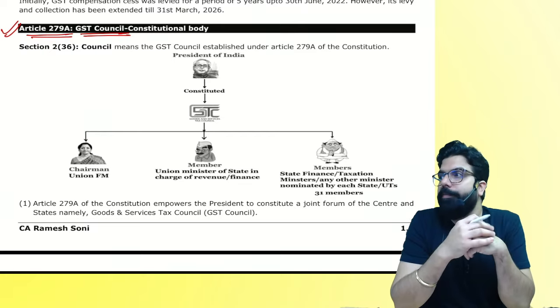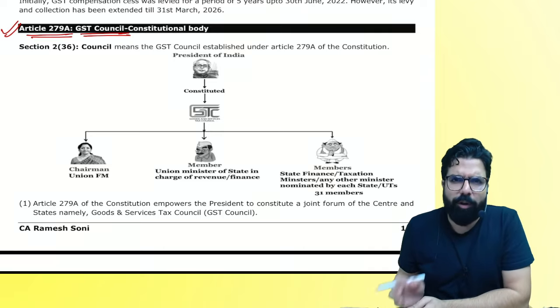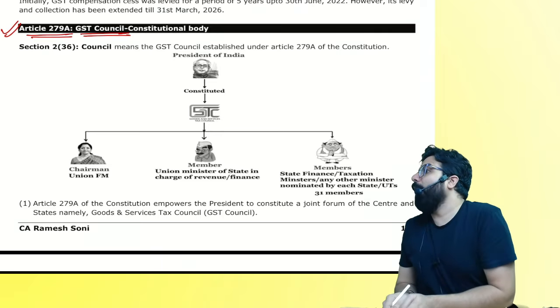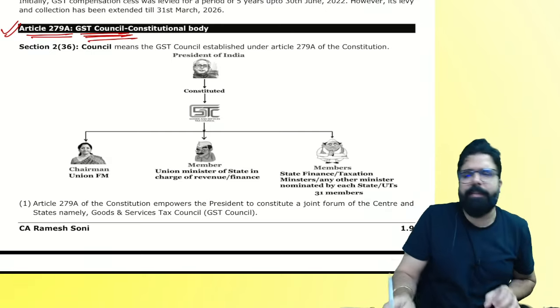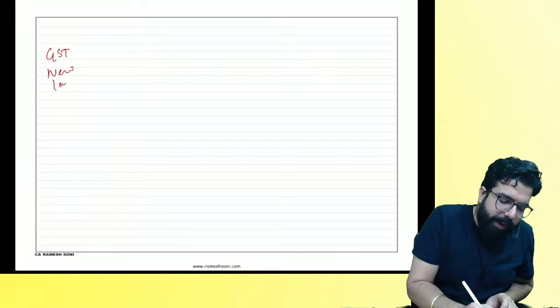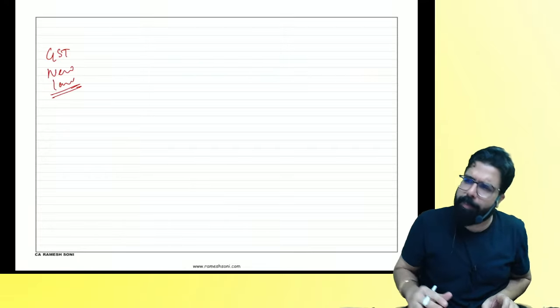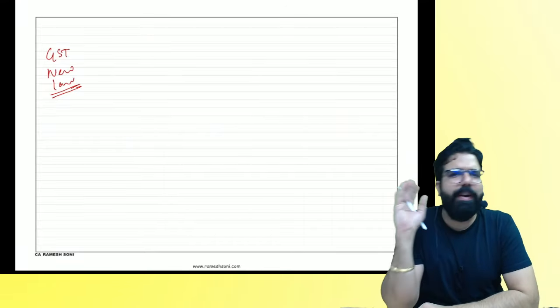Okay, people, listen. GST is a new law. People watching at home, pause the video, continue now. Everyone over here, GST Council. What do you mean by GST Council, everyone? Listen, GST is a new law. Now, whenever anything new comes, you will have some or the other problem, which will definitely come.